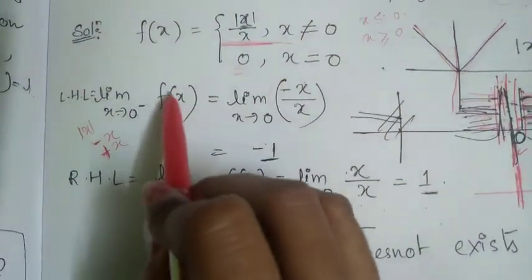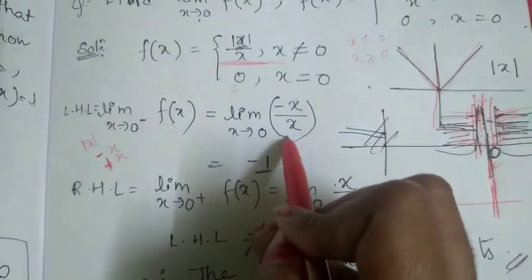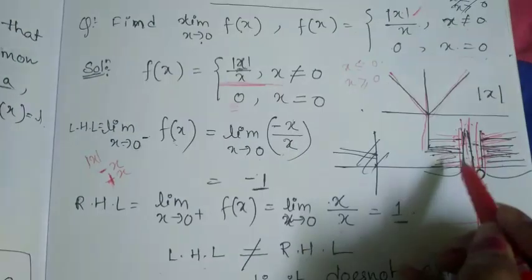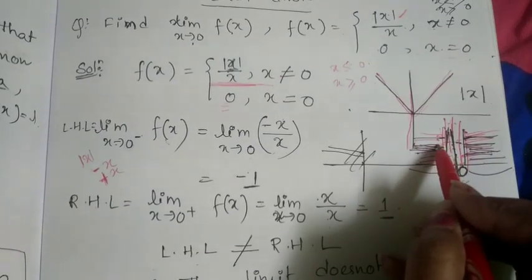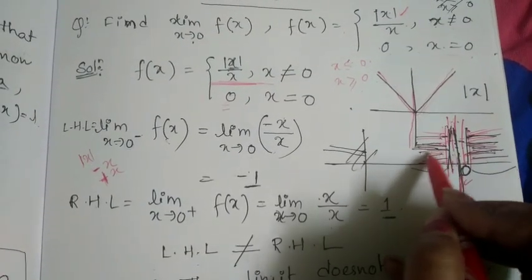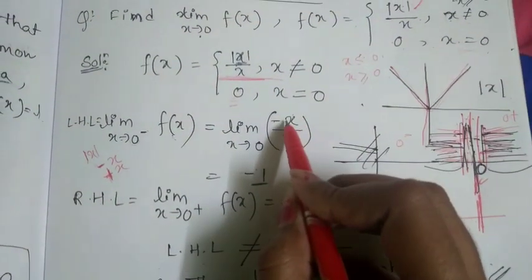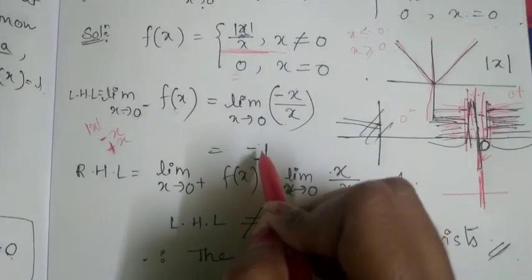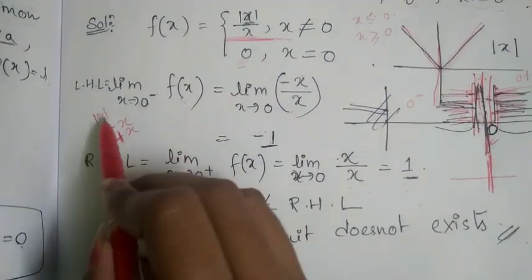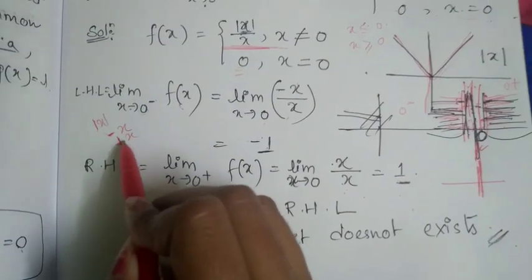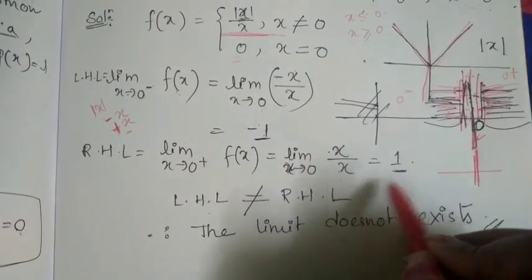Limit x tends to 0 minus f of x. Limit x tends to 0 minus mod x by x. Now what is mod x here? We are taking this negative part, it lies on this part. So we are taking this part as 0 minus, right? And this part as 0 plus. So it will be minus x by x. So the value is minus 1. For the right hand limit, we are taking positive x by x. Mod x satisfies conditions for minus x and plus x both, right? I hope you all know this. So the value is 1.